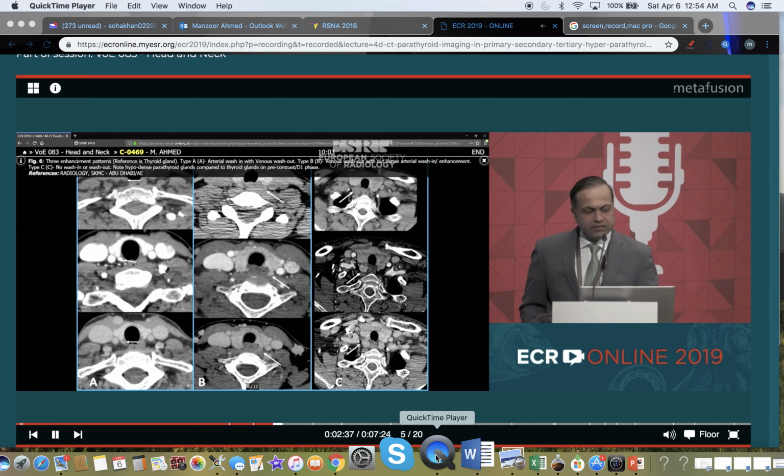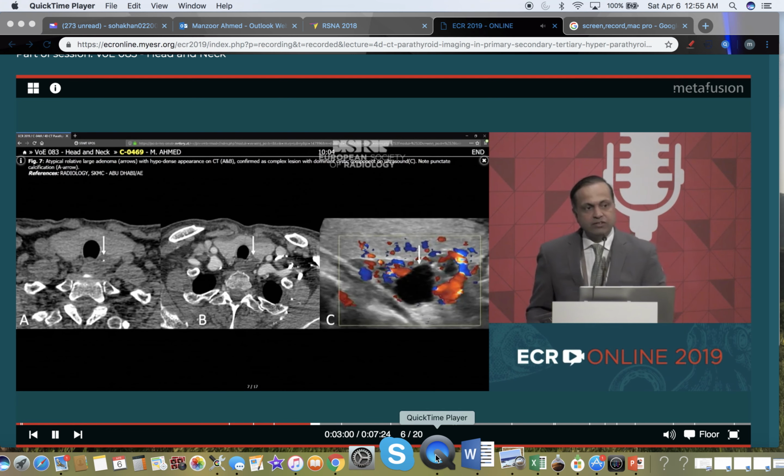But the problem is, in 1/3 of the cases, I show you, this is the typical adenoma, wash in, wash out. But here there is no wash in, but there is wash out. Here you see there is no wash in, no wash out. So this is type B and this is type C. So just enhancement is not going to help you in all cases, only in 1/3 of the cases. So you have to rely on supplementary imaging features.